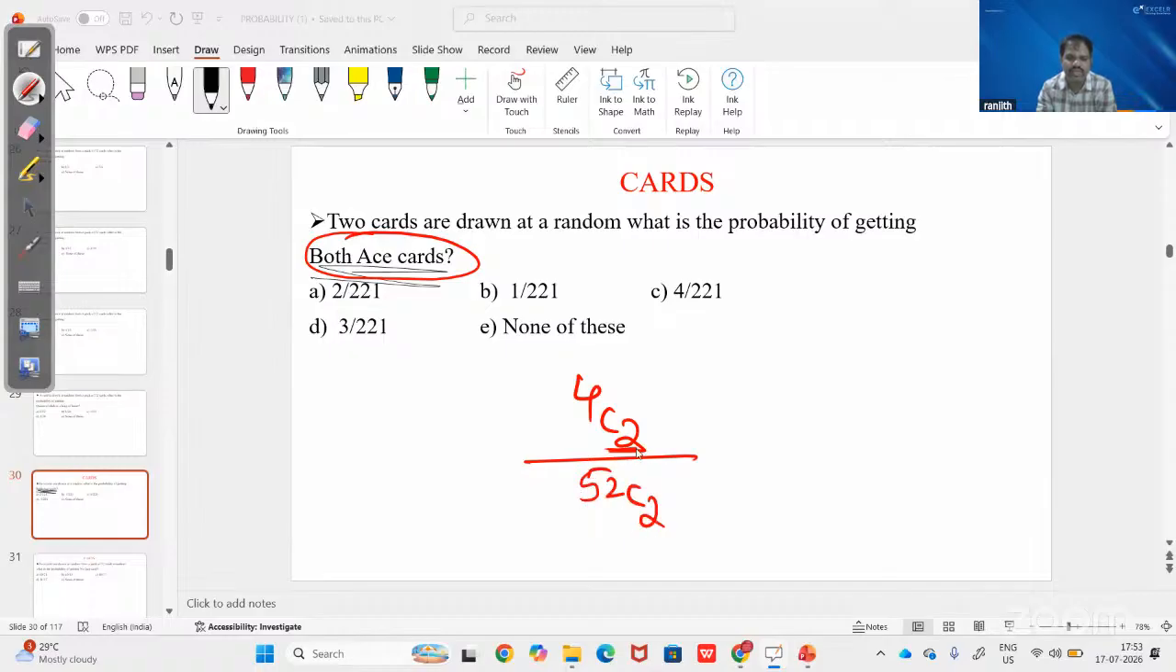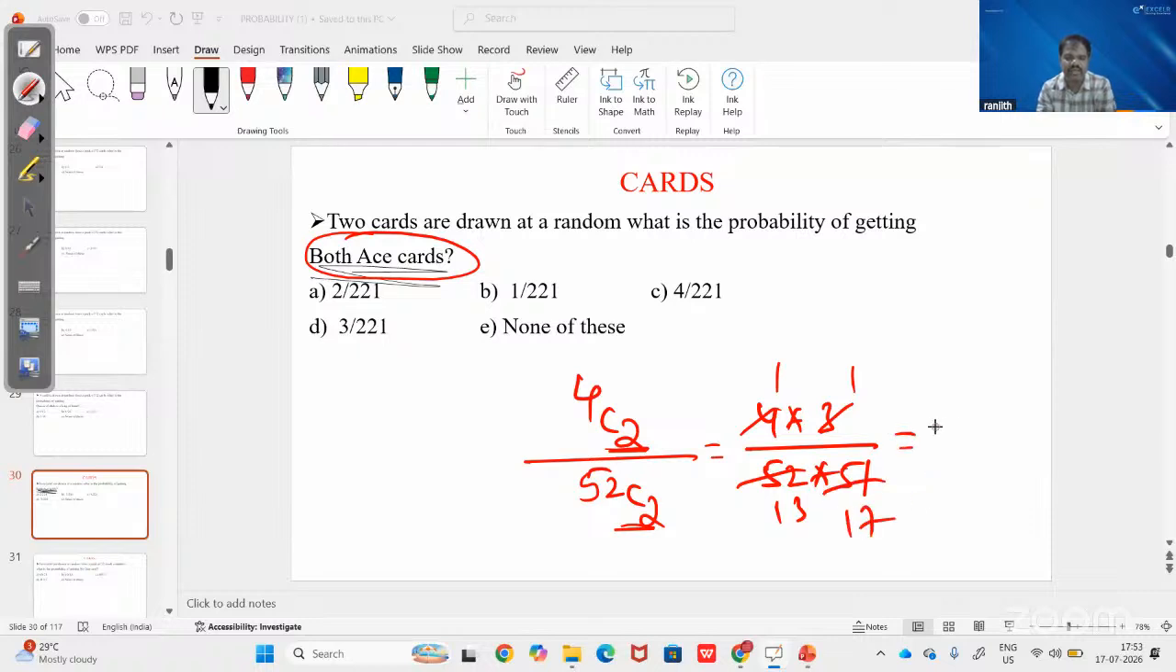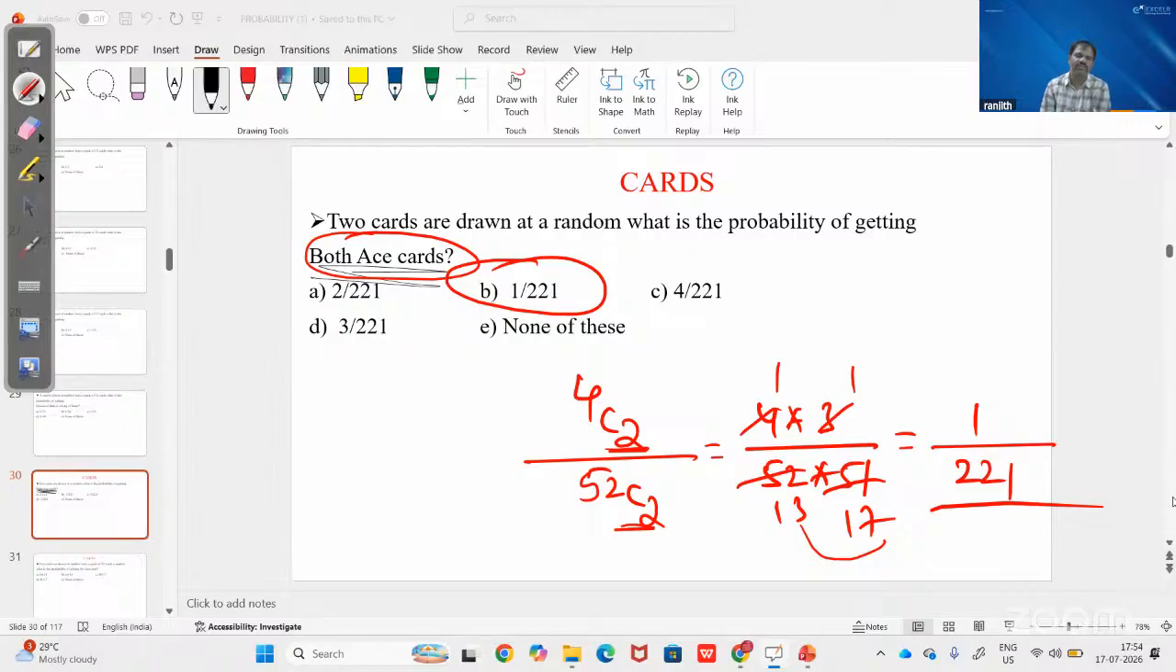In the denominator, the 2 factorial cancels out, so we can write directly 4 into 3 by 52 into 51. 4 ones are 4, 13; 3 ones are 3, 17. So in the numerator it is 1. That is 1 by 221. If you look at 7 into 3 equal to 1, that is 1 by 221.